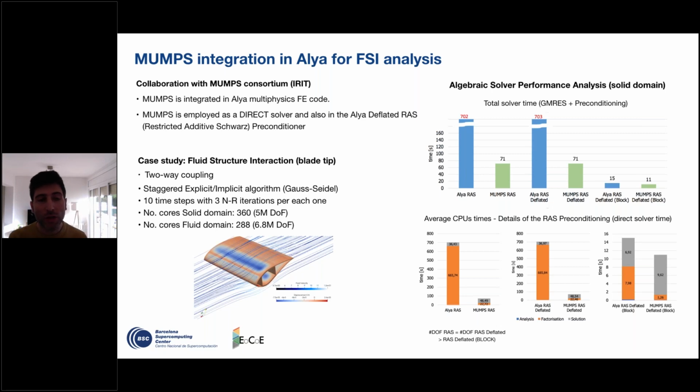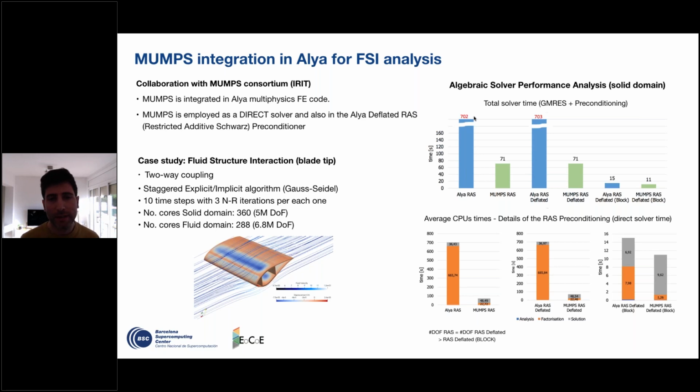Despite that, we also decided to use this MAMS solver in the Alya deflated RAS preconditioner. Now we are going to discuss the results that we obtained for this case. Here we use the same case study that we have seen in the previous slide, the blade tip with the two-way coupling.